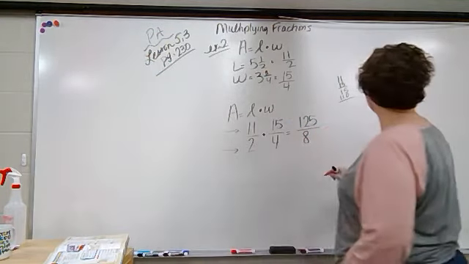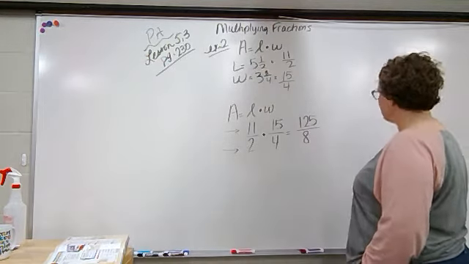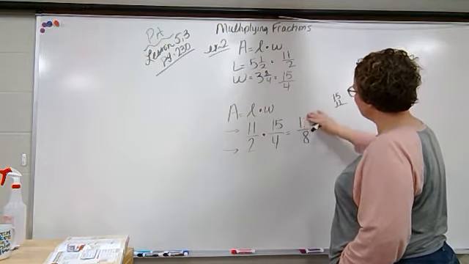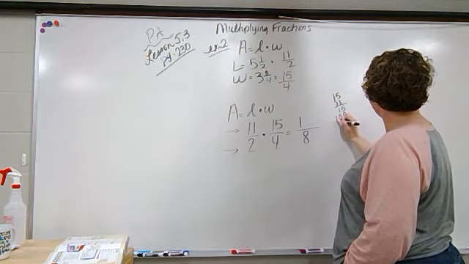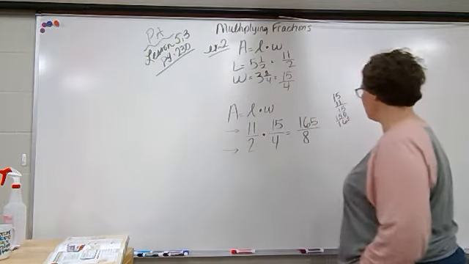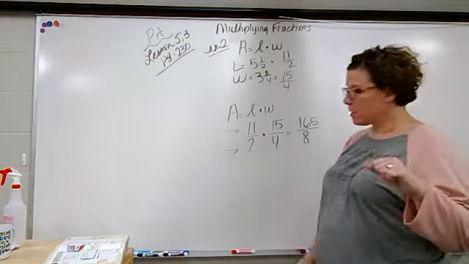Well, I multiplied wrong. Hold on. 5 times 11. Yeah, that doesn't even make any sense. 5, 1, 0, 5, 1. Say 165. 165 divided by 8. See, if it doesn't look right, you need to go back and check.